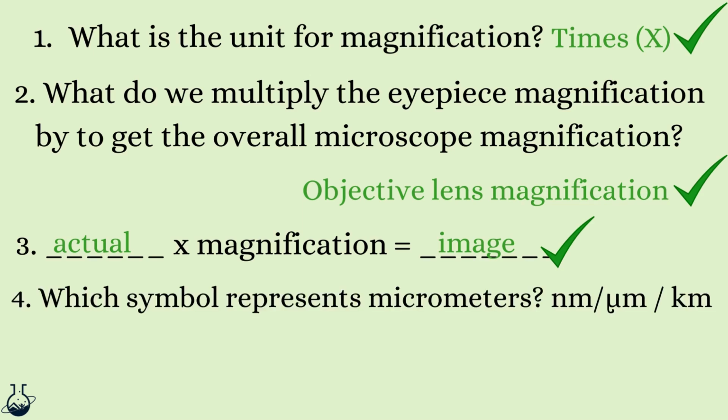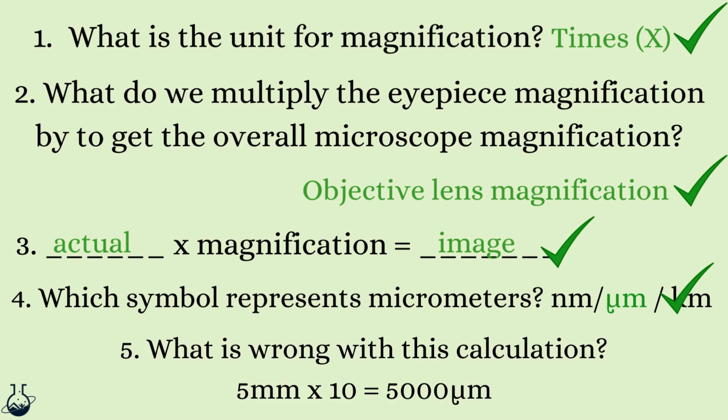Question 4. Which symbol represents micrometers? This one here, which looks like a funky U. And finally, what is wrong with this calculation? 5 millimeters times 10 equals 5,000 micrometers. This 10 is wrong. In order to convert from millimeters to micrometers, we multiply by 1,000.